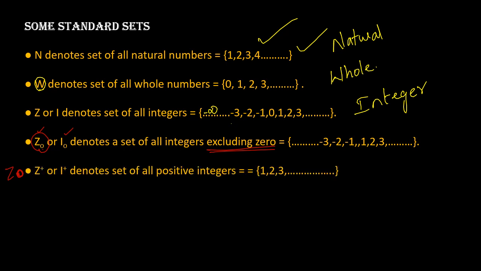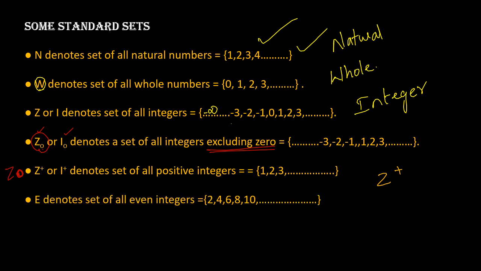Agree? And what is meant by Z plus? Plus represents, yes, you can guess it. Plus represents positive numbers, not even numbers. It should be positive numbers. Agree? What is the meaning of Z plus? I have to take the set of all positive integers. And if I take Z minus, what is the meaning of Z minus? I need to take the set of all negative integers. Agree?